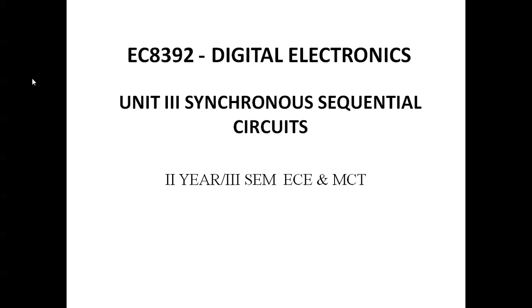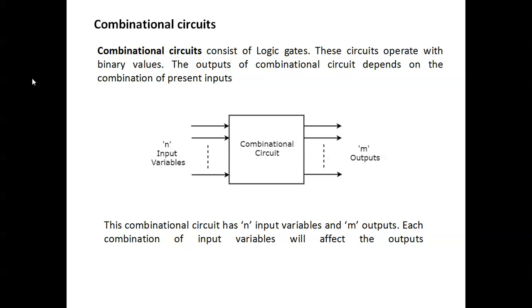Okay. So third unit, digital electronics, C8392, synchronous sequential circuit, for EC and mechatronics. Combinational circuits consist of logic gates. A combinational circuit depends upon the present input. Actually, we discussed combinational circuits in previous videos.